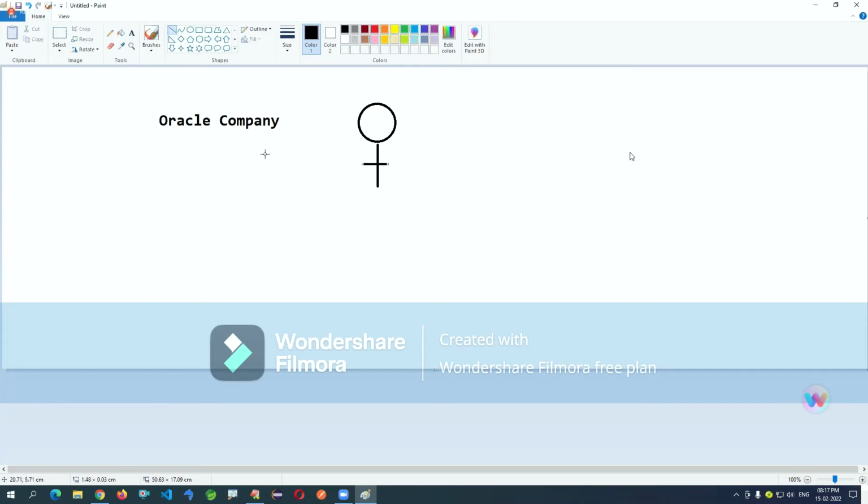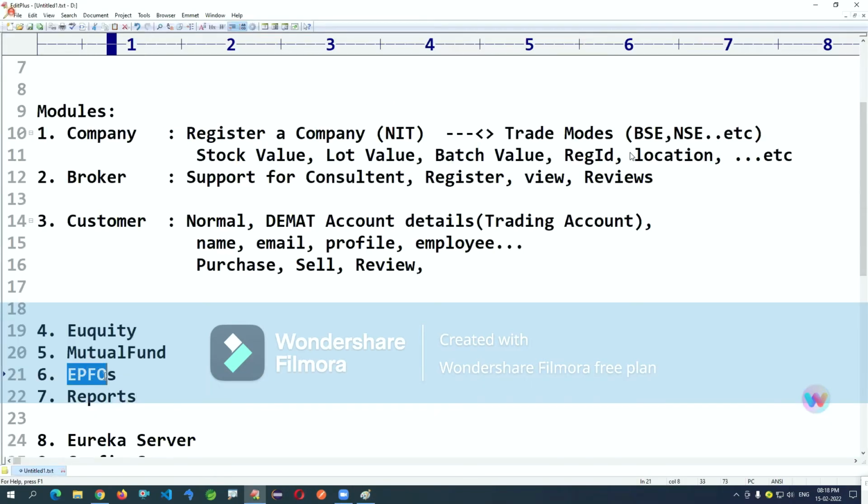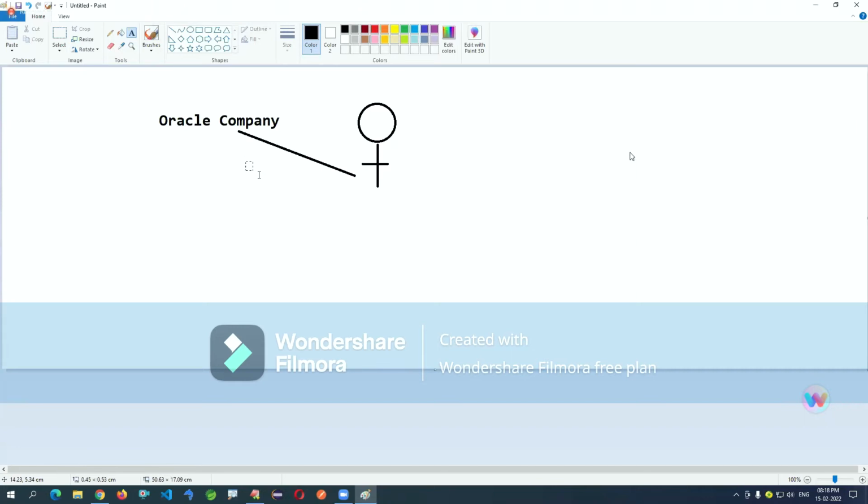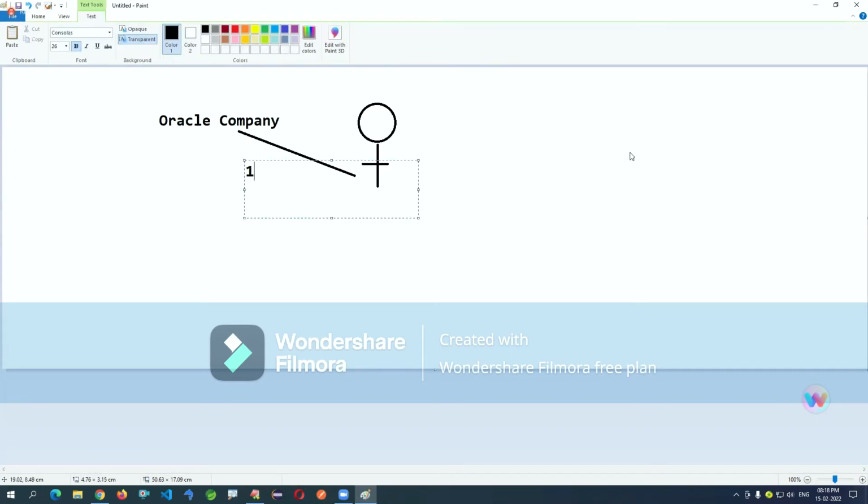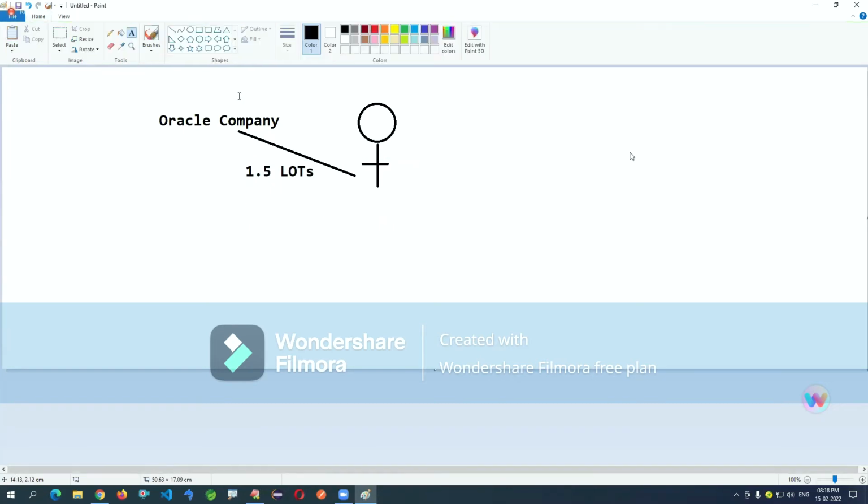Then the company, it's not only provident fund, even EPFO stock will be there. Yes, correct. EPFO, employee provident fund, and EPFO stock mode also will be there. So Oracle company, what they will do is allocate, just for example, 1.5 lakh lots to you in a year.